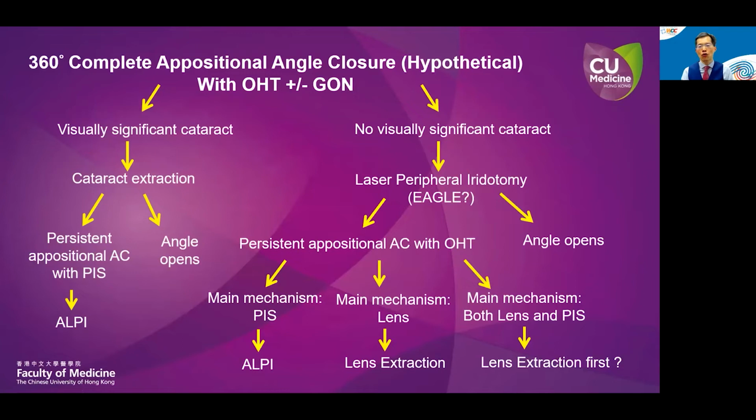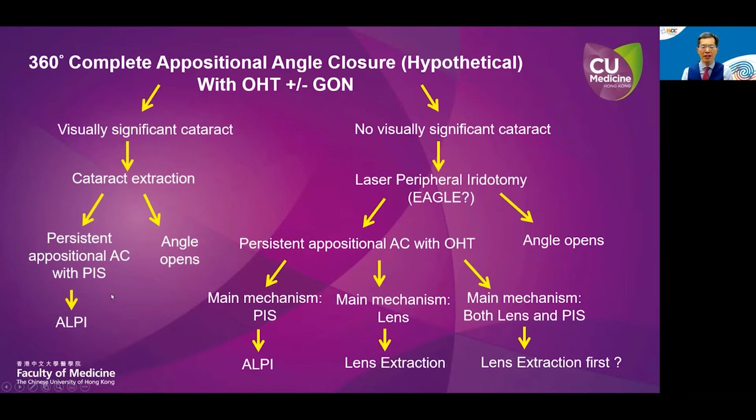With appositional angle closure, what that means is that if you have a laser or a surgical intervention that can deepen the anterior chamber, widen the drainage angle, and reopen the drainage angle, then likely the trabecular meshwork is re-exposed to aqueous outflow drainage. So under these circumstances, you may not need additional IOP-lowering procedures that allow you to bypass the trabecular meshwork. So in this scenario, if you have visually significant cataract, then you would, of course, consider cataract extraction first. If the angle then reopens and intraocular pressure is well controlled, then of course, everyone is happy.